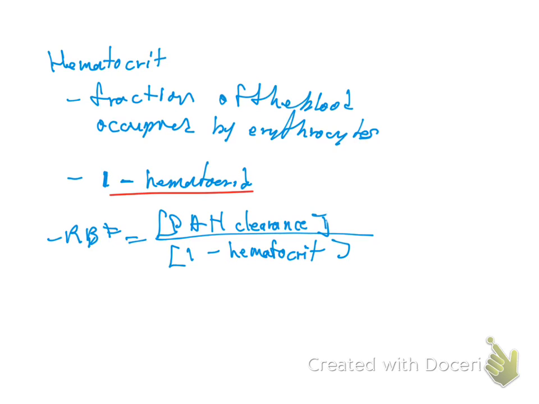Just to remember, the renal blood flow is basically all the volume that goes through the kidney per unit time, and we can calculate it at the end with those processes.